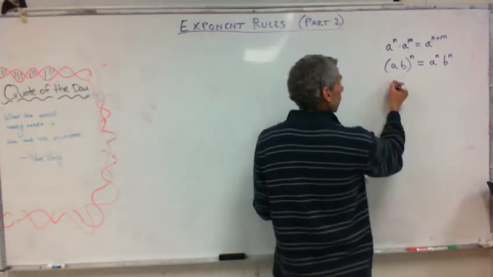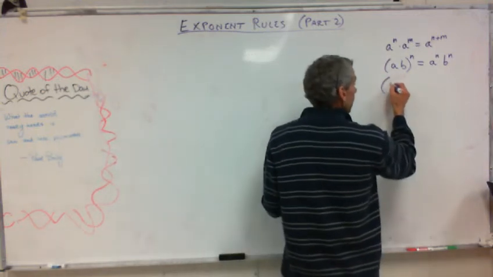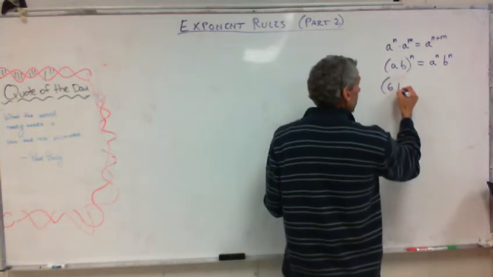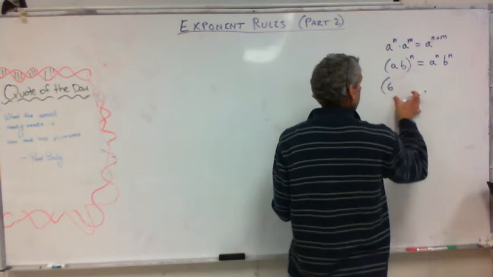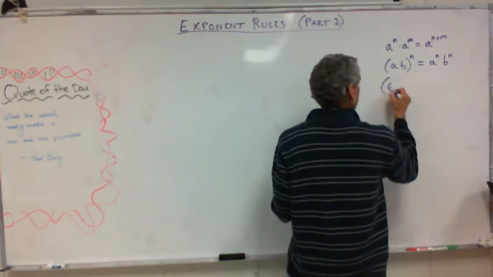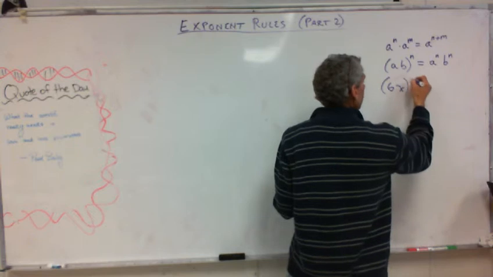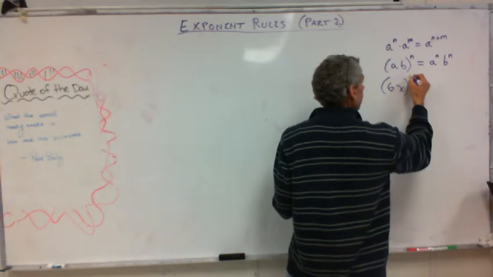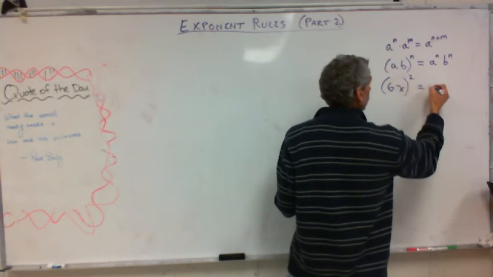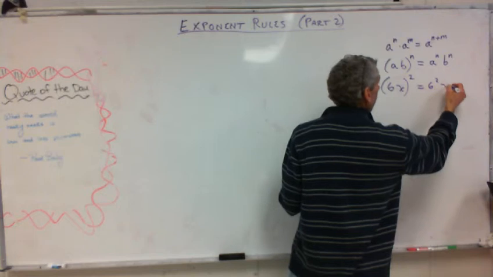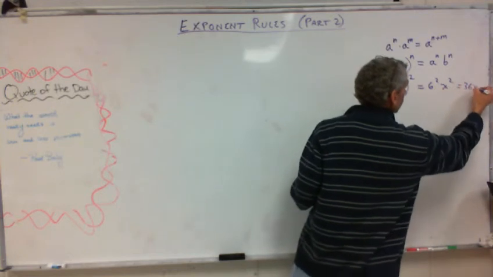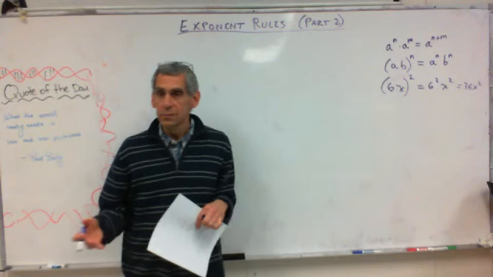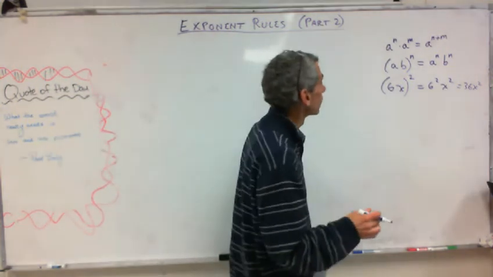An example of this would be 6x squared is equal to 6 squared x squared, which is equal to 36x squared, right? So you remember that. So that was another one we learned.